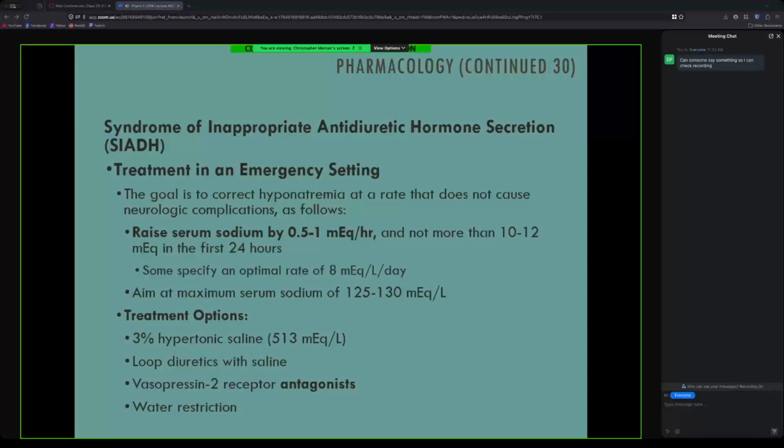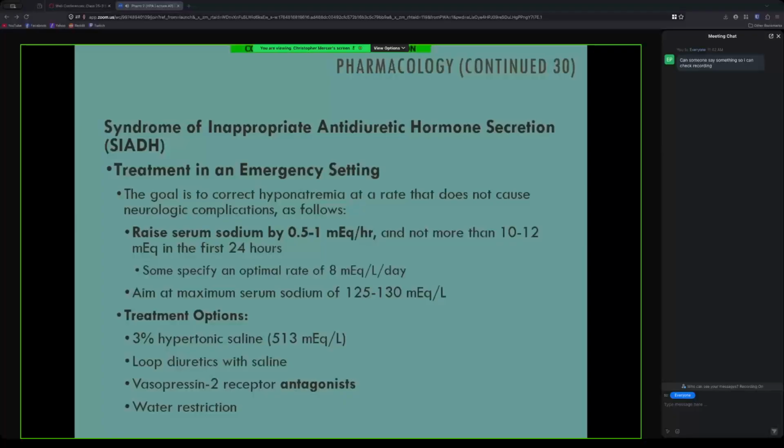Raise the serum sodium by 0.5 to 1 milliequivalents an hour and not more than 10 to 12 milliequivalents in the first 24 hours. Some other sources will say an optimal rate of 8 milliequivalents per liter per day. Maximum of 125 to 130 milliequivalents per liter is your goal for the serum sodium, not getting it all the way up to what we define as our normal range.